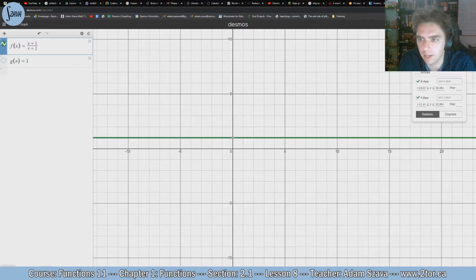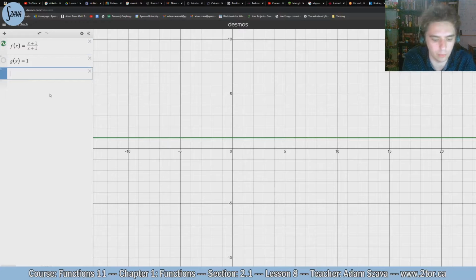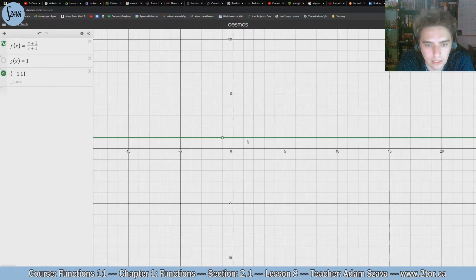Can I draw it any bigger? No, it doesn't look like I can. But how about I just draw the point in? So it would be negative 1, 1. There we go. So that's kind of what it looks like there, right? So you see on this graph, we have a hole at x equals negative 1. That one spot is not in the domain of this function. So you have a hole there.